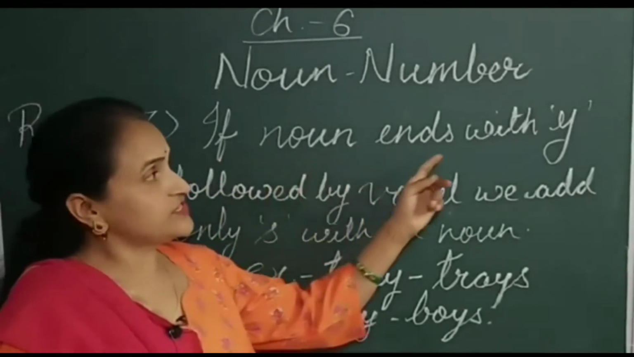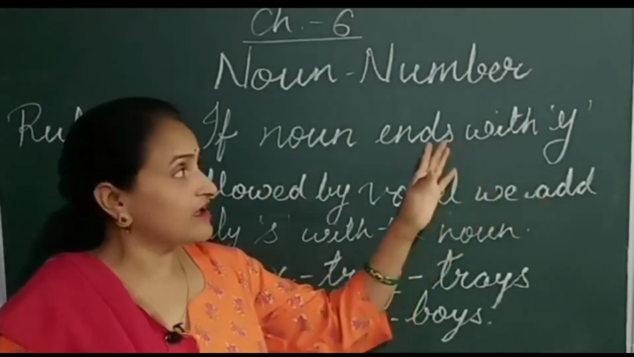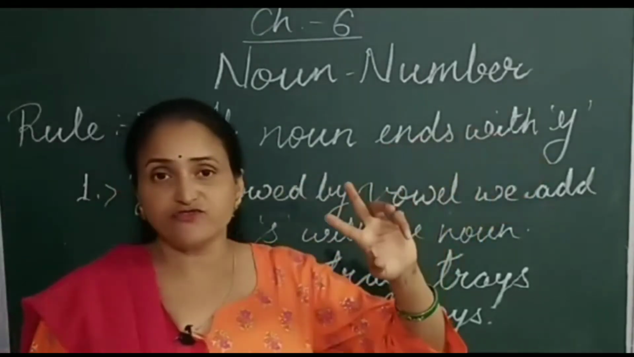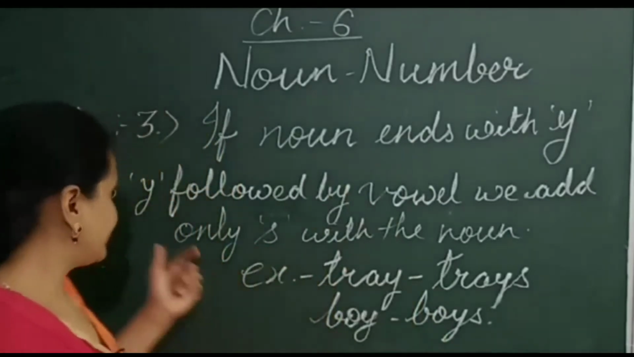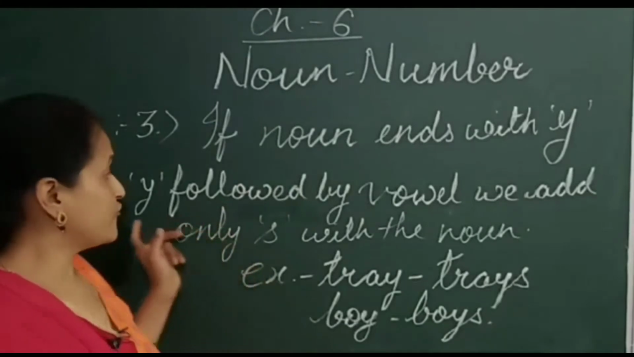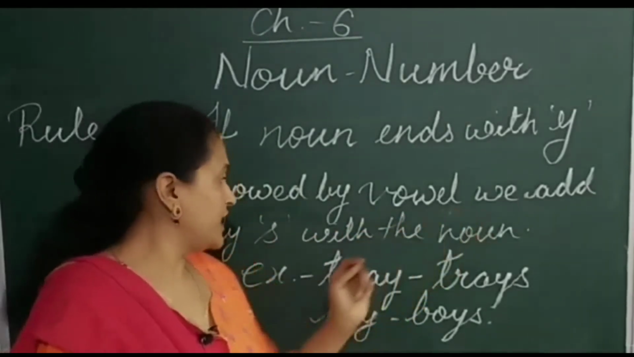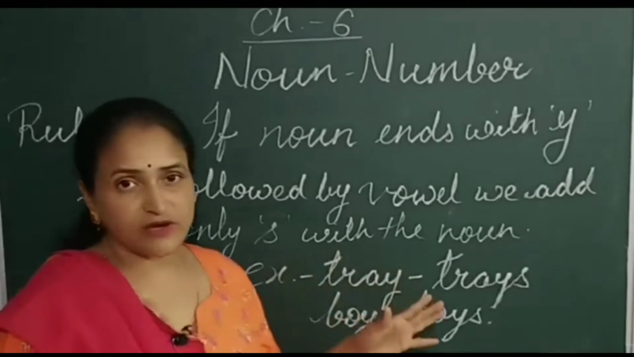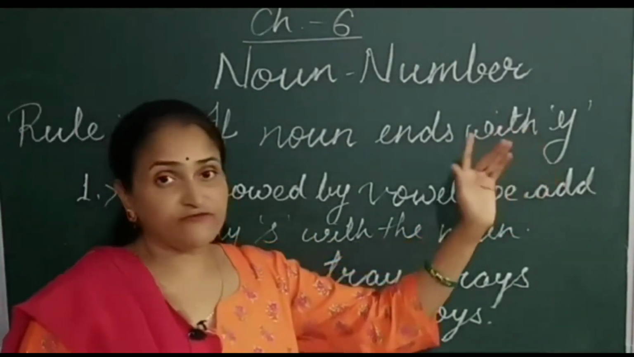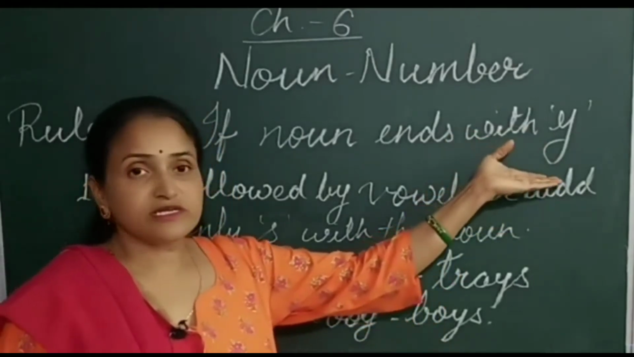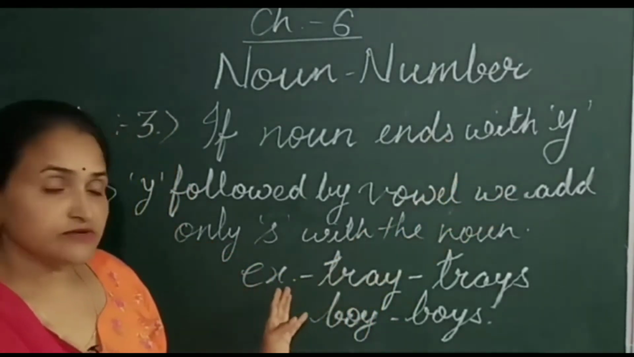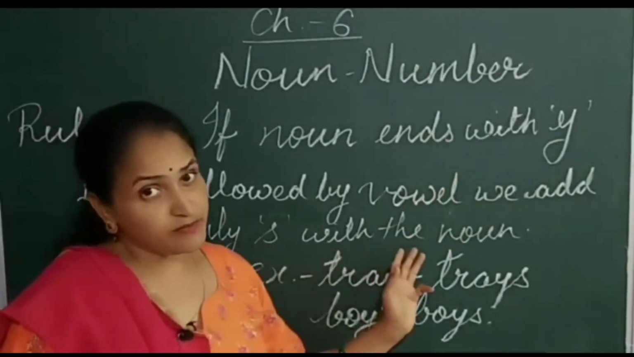Okay. Now the next rule, that is rule number 3. If noun ends with y, we have to follow two rules. First one, if that y is followed by any vowel, we add only s with the noun. It means if any noun is ending with y, we have to see the letter before this y. If it is a vowel, what we will do? We will add only s to get the plural form.